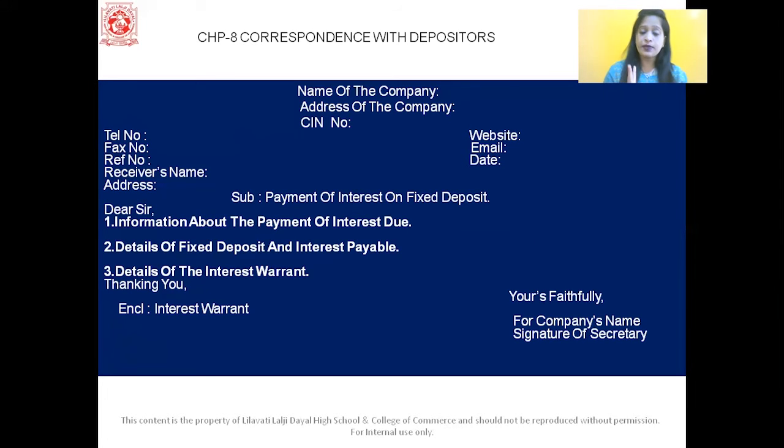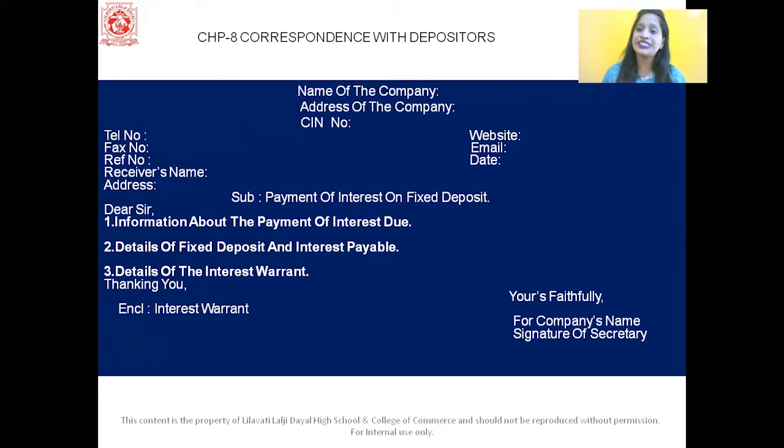Second paragraph, the details of fixed deposit and interest payable. Again, we have the columns, the box which has 7 columns. The first one, interest warrant number. Second, fixed deposit number. Third, deposit amount. Fourth, the rate of interest. Fifth, gross amount of interest.